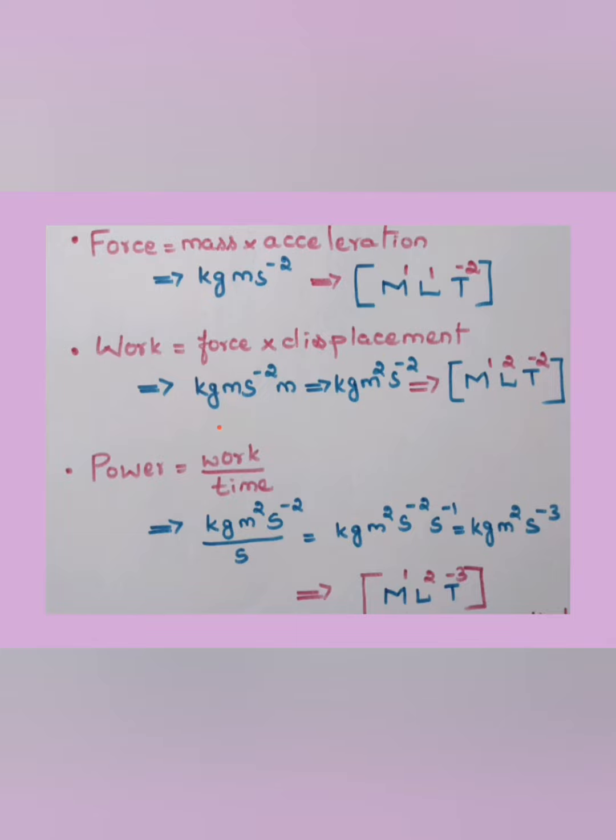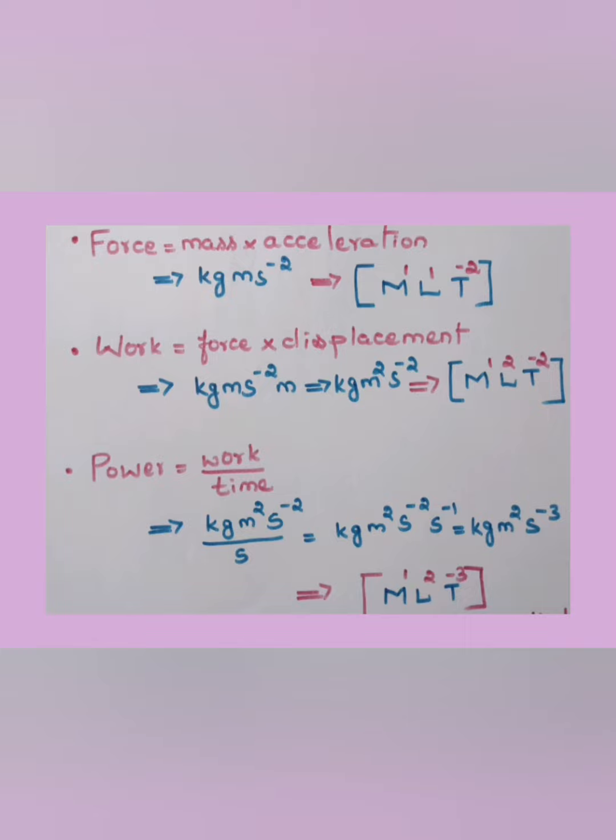So the SI unit of force, which we have already learnt, is kg meter per second square, that is Newton, and displacement is meter. So when you take meter to the power of 1 with meter to the power of 1, it gives us meter to the power of 2. So kg meter square per second square for work. And how do we write this? MLT, right? Kg to the power 1, so mass to the power 1. Meter to the power 2, so length to the power 2. Second to the power -2, so time to the power of -2.